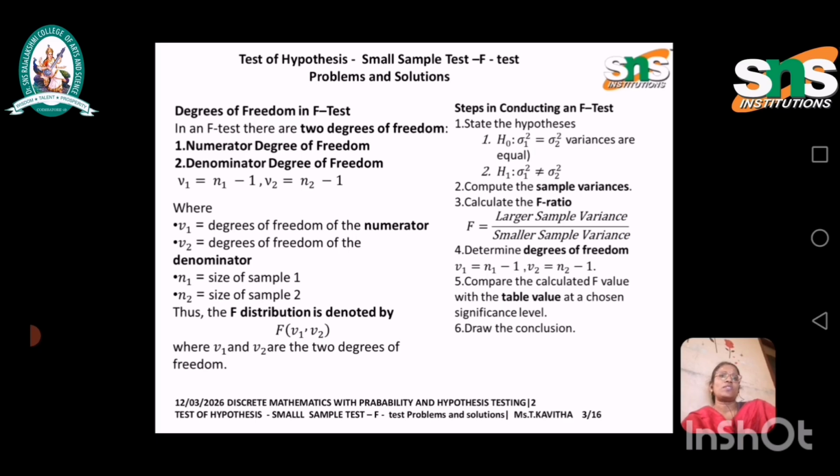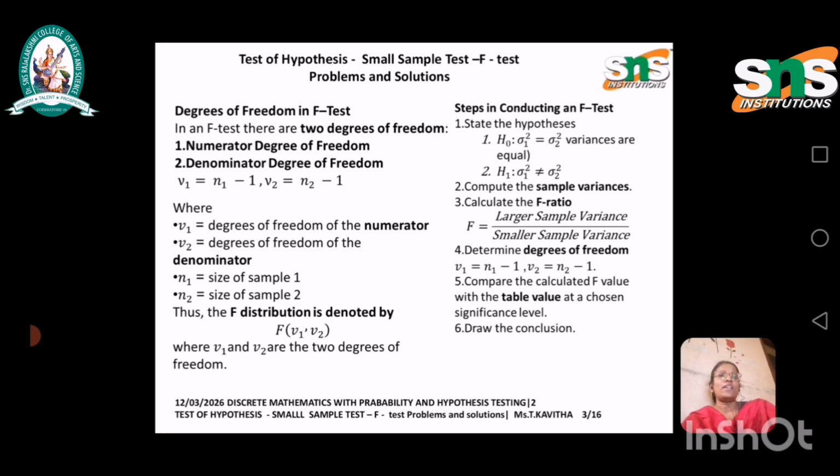Purpose of F-test. The F-test is used to compare two population variances, to test whether samples come from populations with equal variances, and it forms the basis of the ANOVA table, comparing multiple means.